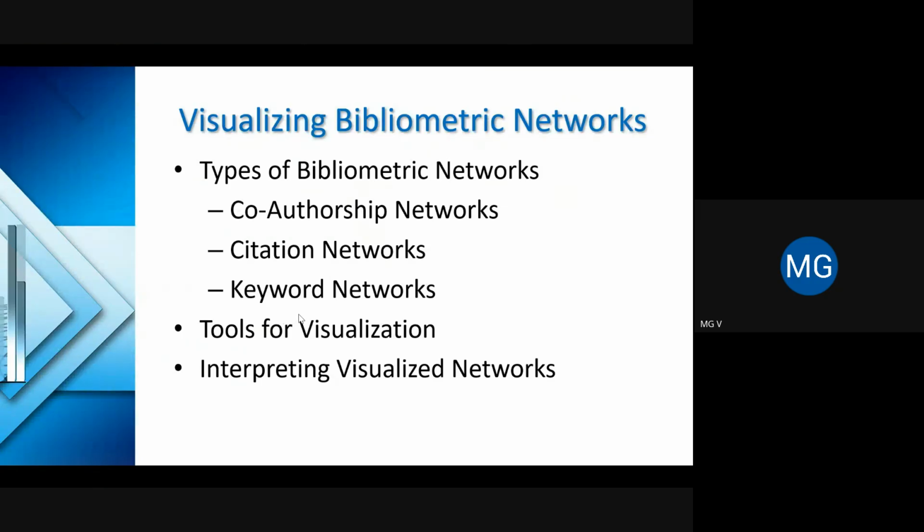So, visualizing bibliometric networks allows you to see the relationships and structures within a research field. Co-authorship, citation, and keyword networks each provide unique insights, from collaboration patterns to influential studies and emerging trends. So tools like VOSviewer are invaluable for creating these visualizations, making complex data more accessible and easier to interpret.